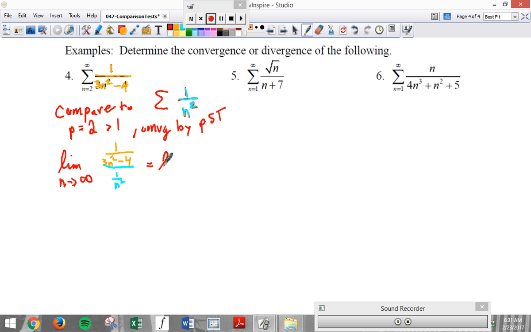You have to be strong with your fractions to know why I can write this. I'm going to keep, change, flip, kids. Don't lose your marbles.